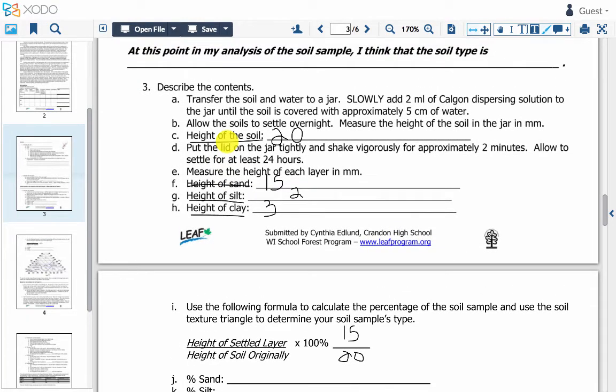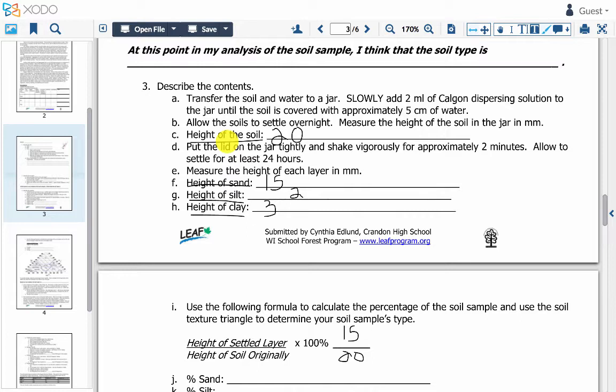So I put that information that we just found into my worksheet. I have the height of the sand as 15 millimeters, the silt is 2, and the clay is 3. If you add all of these up, it'll equal the height of your soil. So those should be the same. The next thing that we're going to do is use the following formula on the next page to calculate the percentage of the soil sample, and then we're going to use a soil texture triangle to determine the soil sample type.